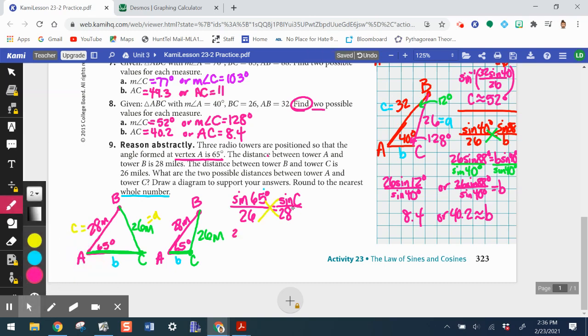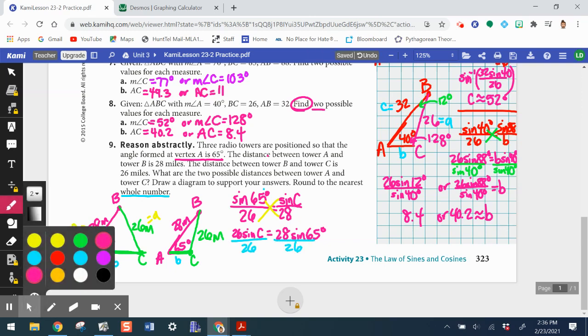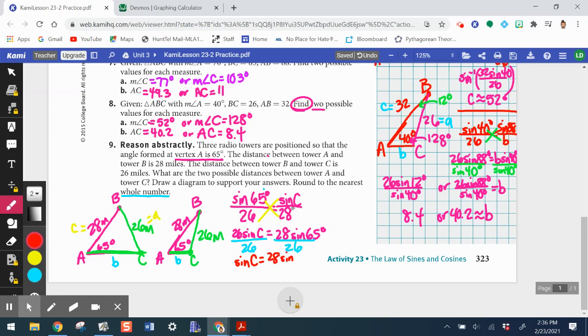So we get 26 times the sine of C equal to 28 times the sine of 65 degrees. And to get sine of C by itself, we're going to divide both sides by 26, so that we get the sine of C is equal to 28 times the sine of 65 degrees over 26. Now, to find the actual angle measure of C, we're going to take the inverse sine.